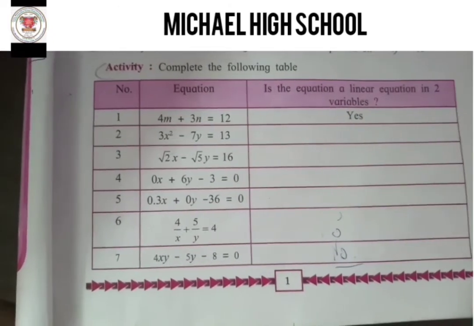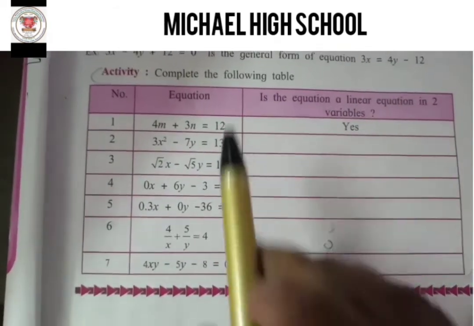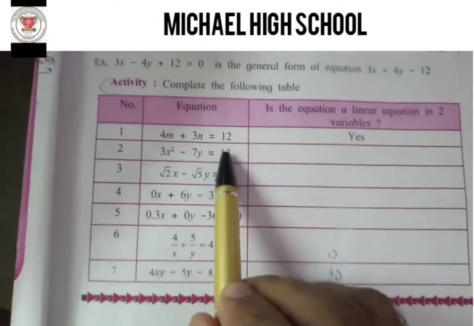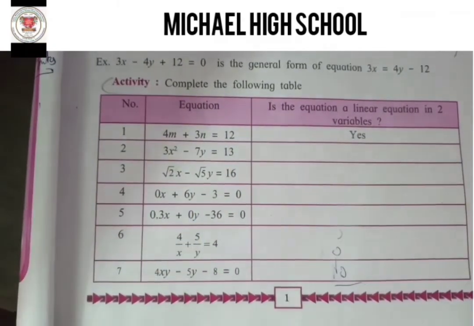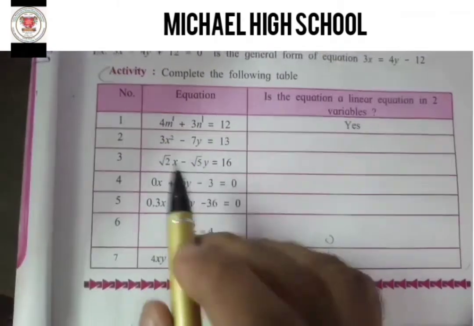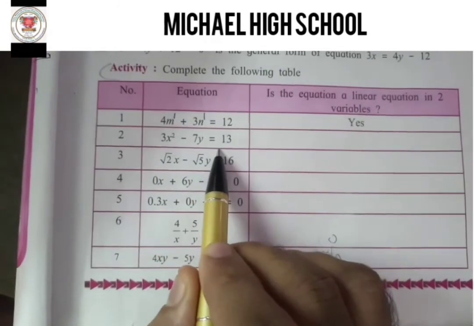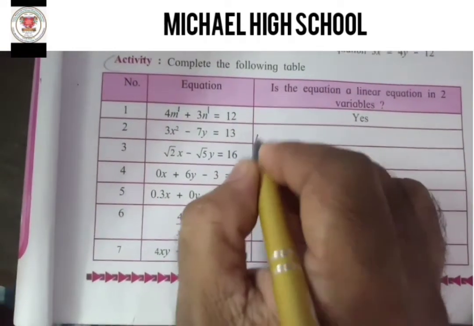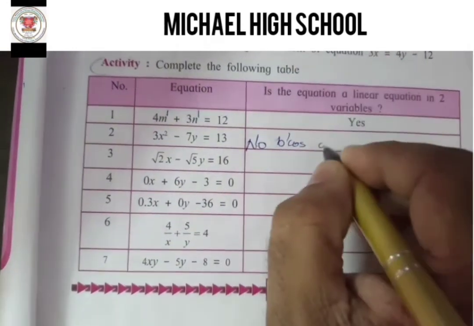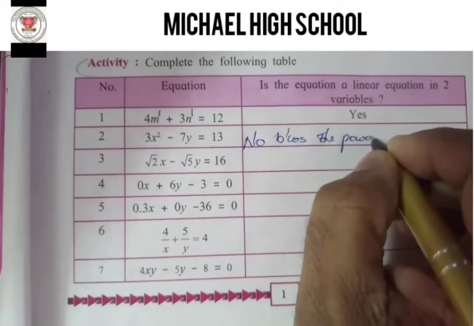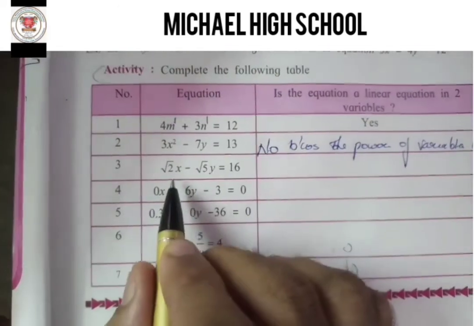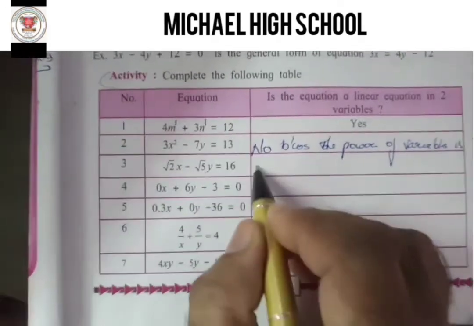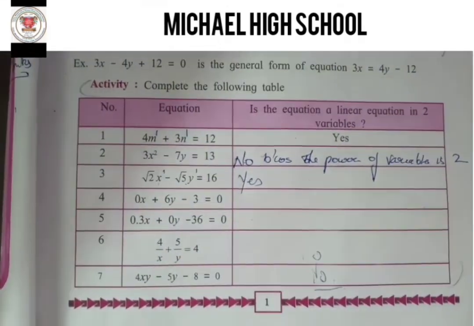Now we are doing the activity on page number 1. If you look at the equation 4m plus 3n is equal to 12, is this a linear equation in two variables? Yes, because the power of m and n is 1. Now if you look at the second part, 3x square minus 7y is equal to 13, is it a linear equation? I will say no, because the power of the variable is 2. Third equation, root 2x minus root 2y, is it a linear equation? Yes, because the power of x and y is 1.